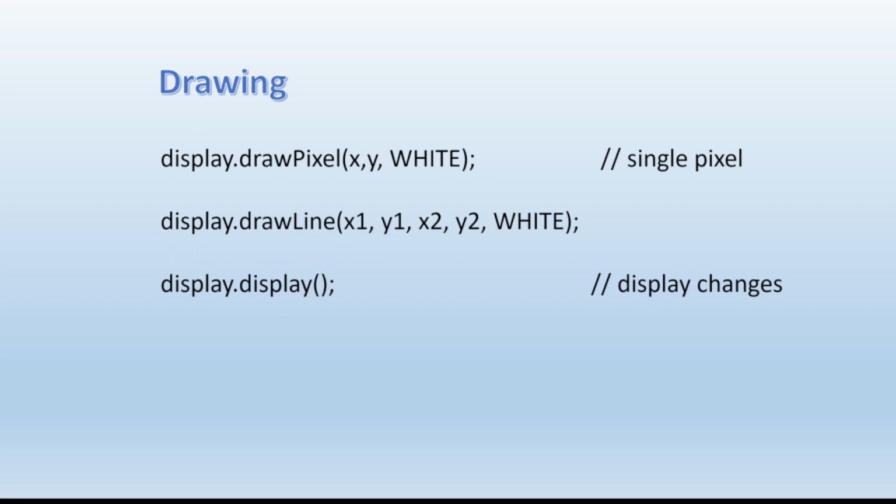If you want to draw a line, you have to have two coordinates, your starting point and your finishing point. So x1, y1 is the origin of the line, x2 and y2 is the destination of the line, and again it can be white or black. But don't forget once again that they won't draw the lines, you have to use display.display before they'll appear on the screen.